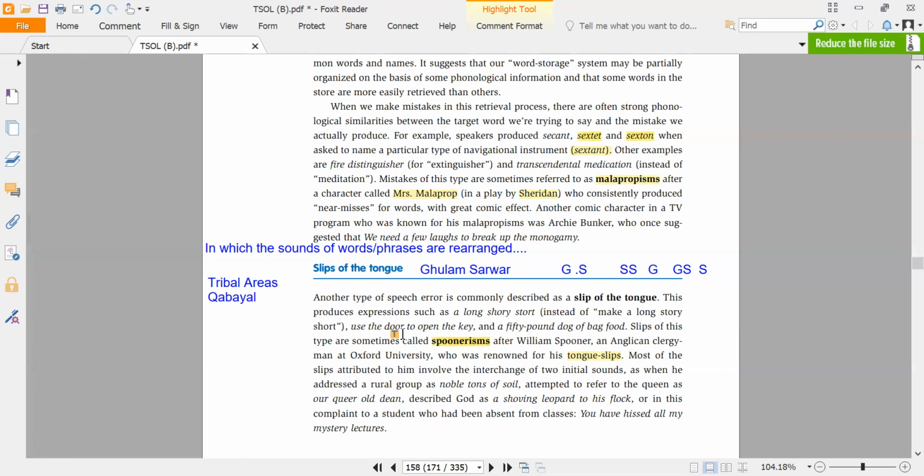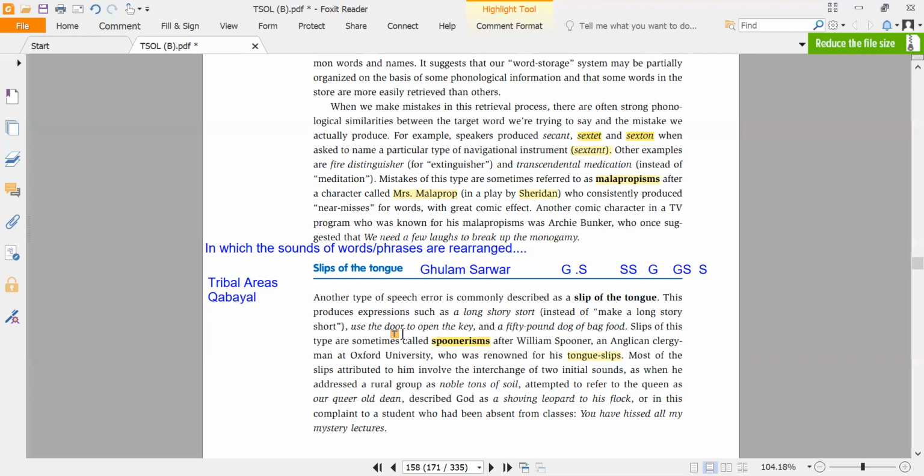So if we look at some examples, let's suppose, Ghulam Sarwar, Salam Alaikum. So instead of Ghulam Sarwar, he said Salam Sarwar, because of Salam Alaikum later on. So these initial letters are replaced, they're exchanged actually, and that is what we call spoonerism, which is one of the types of slips of the tongue or tongue slips, you may say, right?